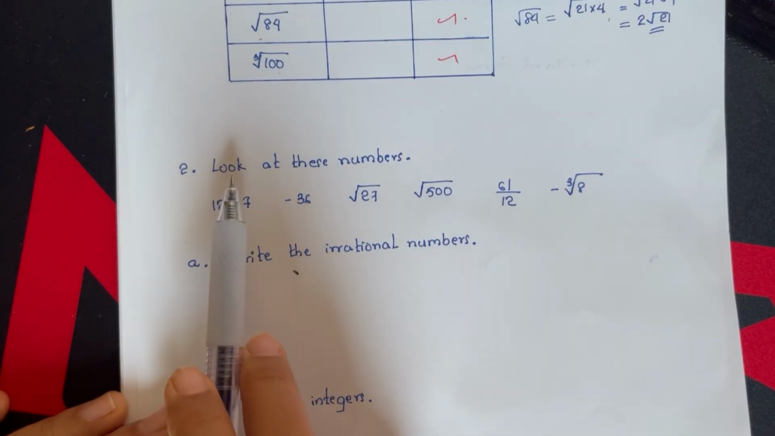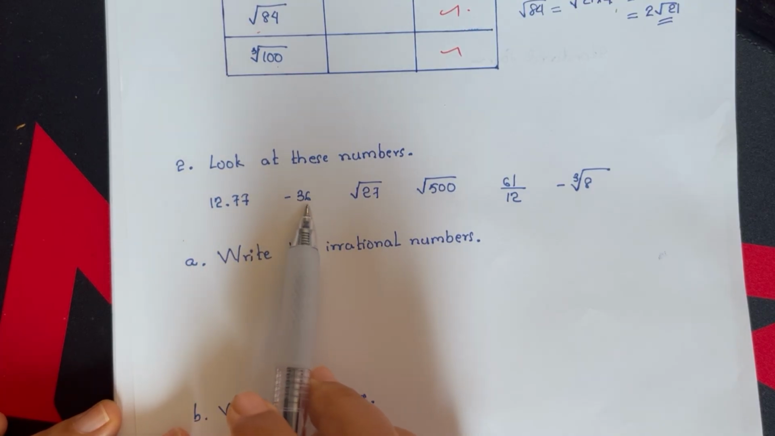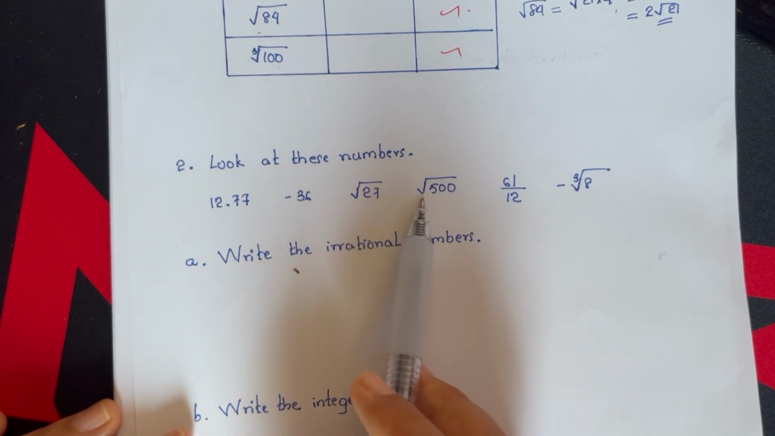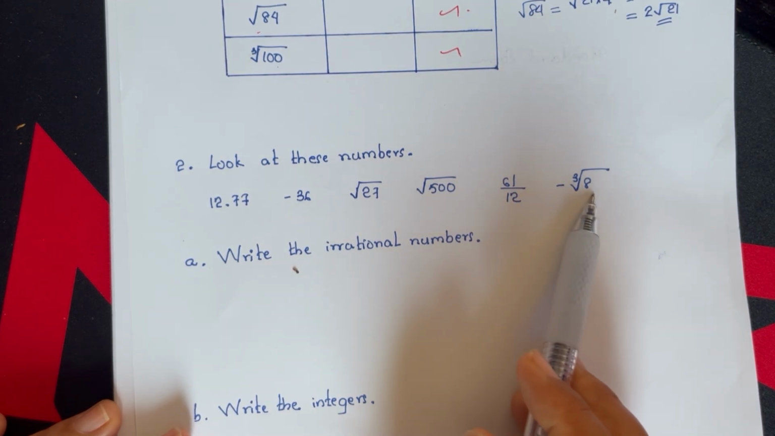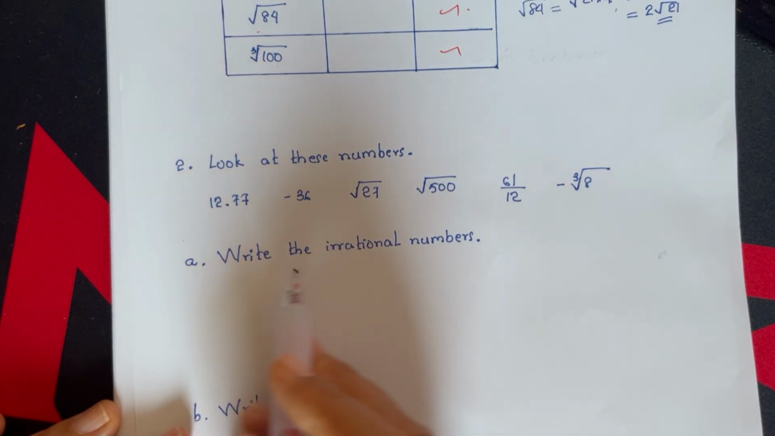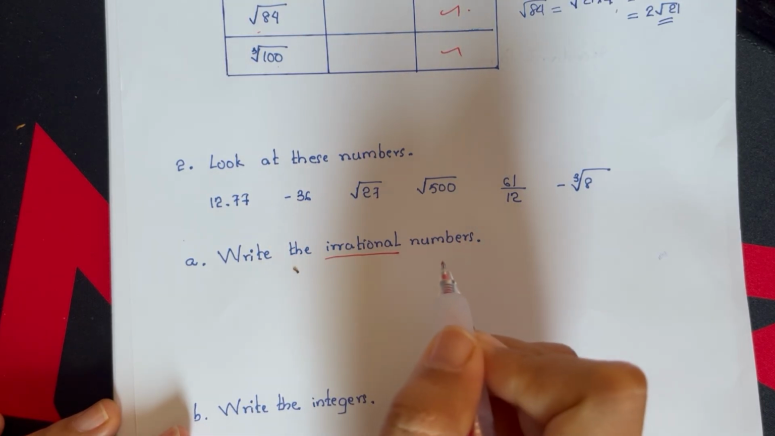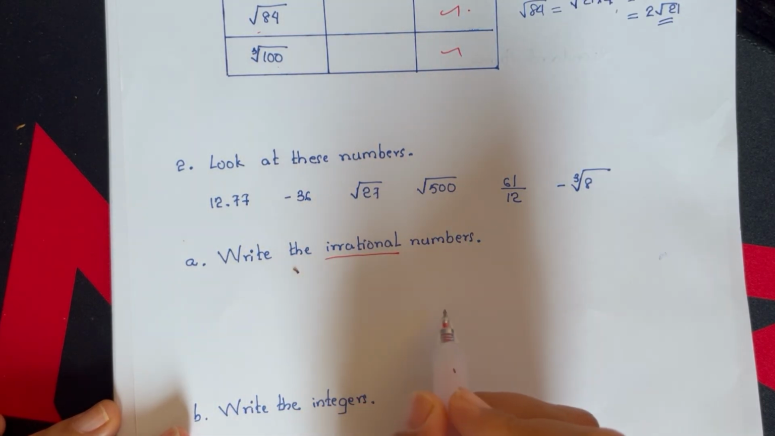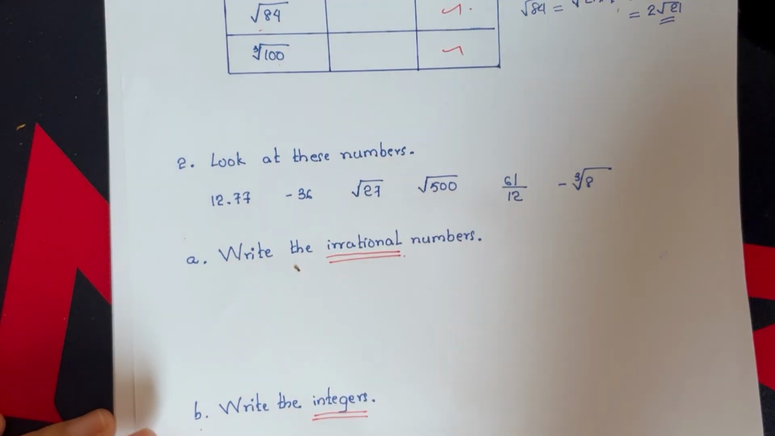Number 2, look at these numbers: 12 by 77, minus 36, root 27, root 500, 61 by 12, minus cube root of 8. So we have to find the irrational numbers. Number A, write the irrational numbers. We have to find the rational or irrational, then you have to write the irrational numbers here. And number B, write the integers. So you have to find the integers too.